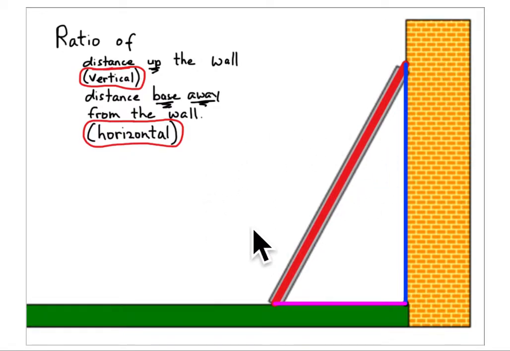So I just grabbed this off the internet, and the ratio of the distance up the wall, so the vertical distance along the y-axis, compared to the distance that the base is away from the wall is called the slope. That ratio of the vertical distance to the horizontal distance. So once again, the vertical distance going up the wall compared to the horizontal distance going away from the wall. That is called the slope.